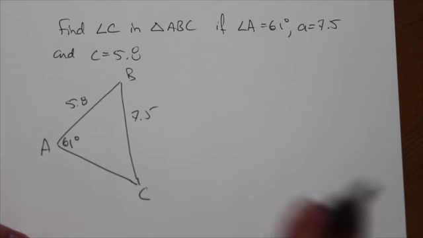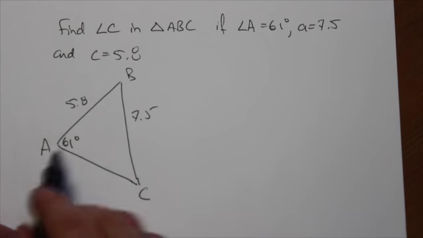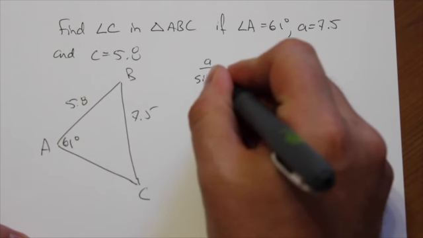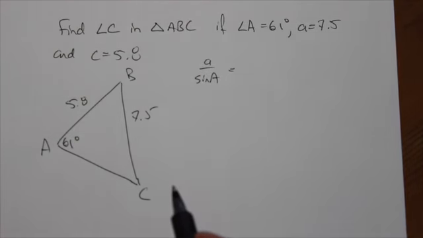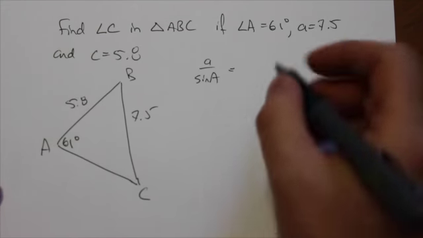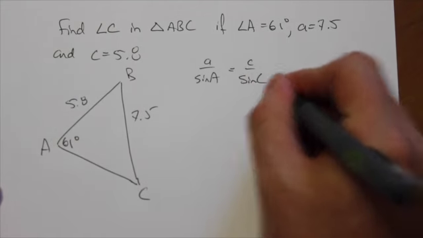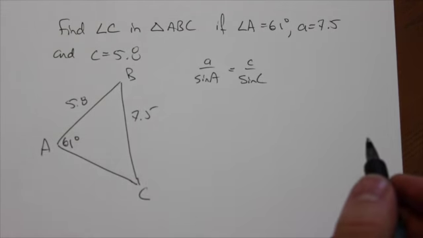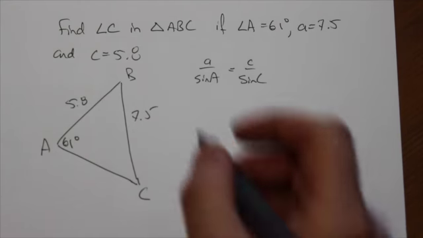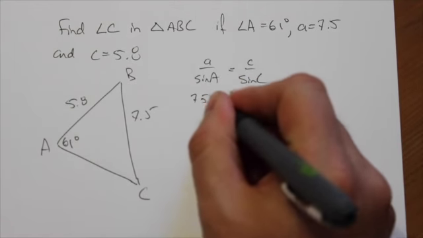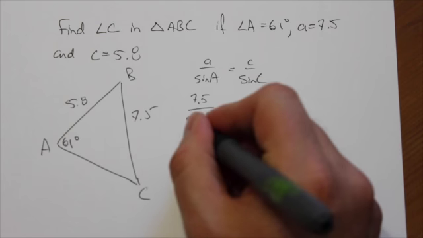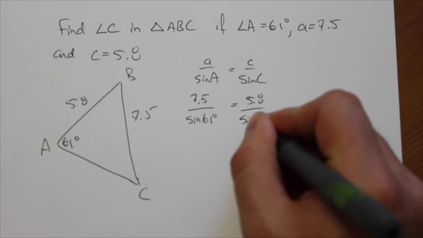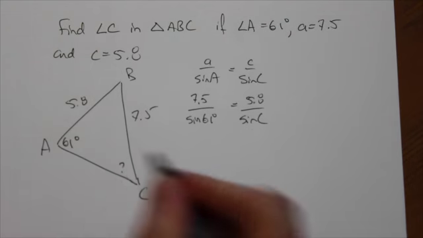Okay, so again, I can tell that I'm going to use the sine law here because I have this angle-side pair. So I know a over sine A. And then if I look at the other bit of information that I've got, the top half of the c over sine C ratio, and so I'm going to set this proportion up here. Now I'm just going to fill in what I know. So 7.5 over the sine of 61 degrees is going to equal 5.8 over the sine of C. There's my unknown. That's what I'm looking for.